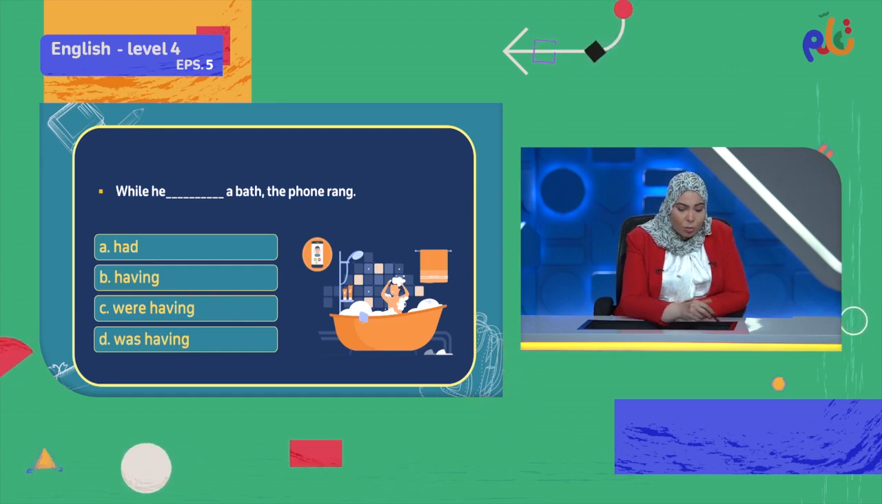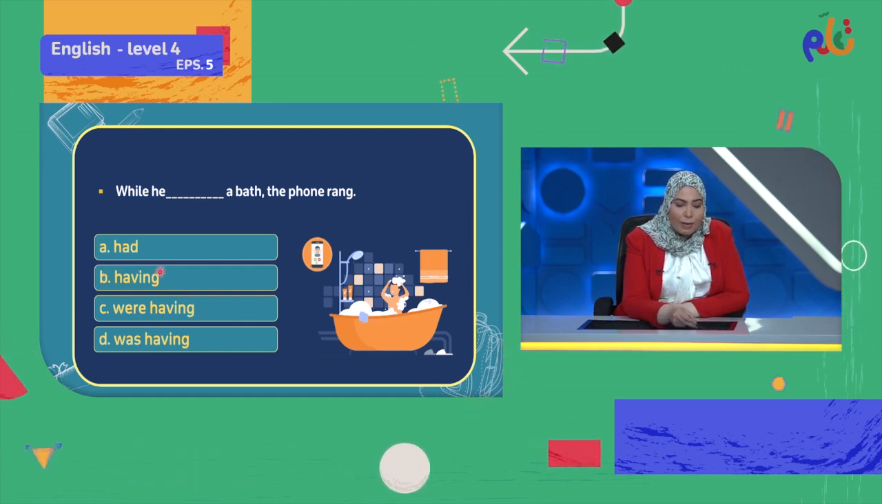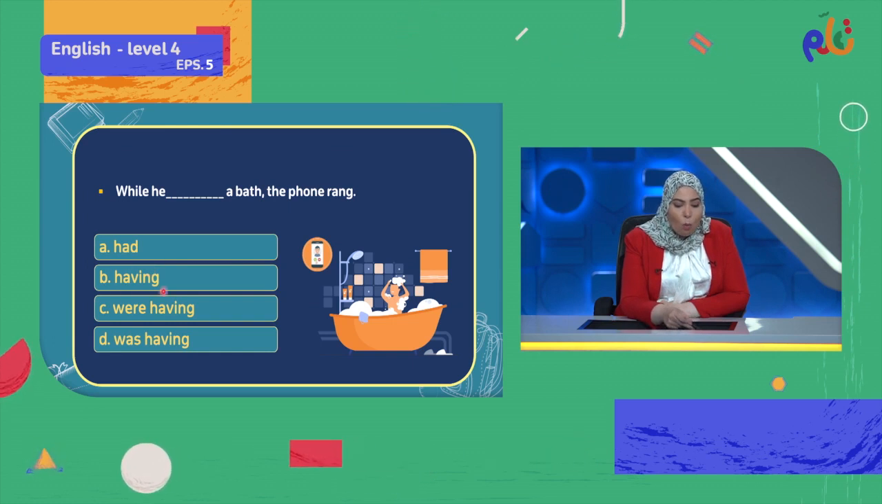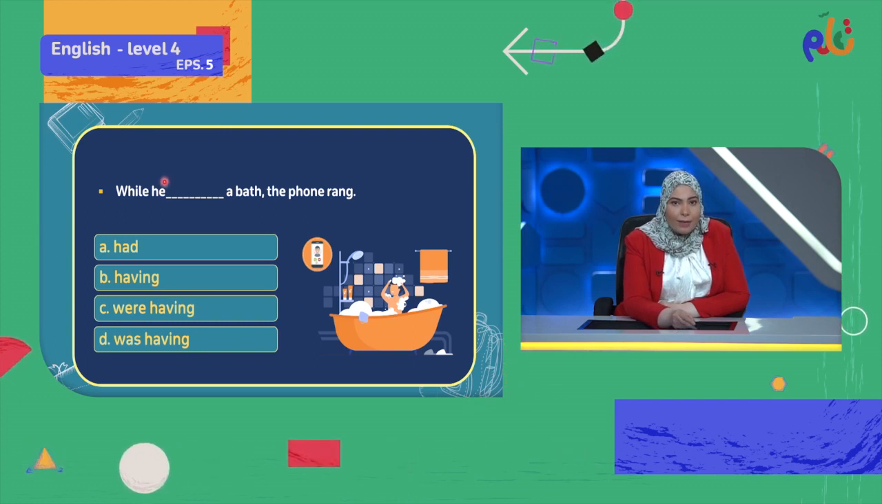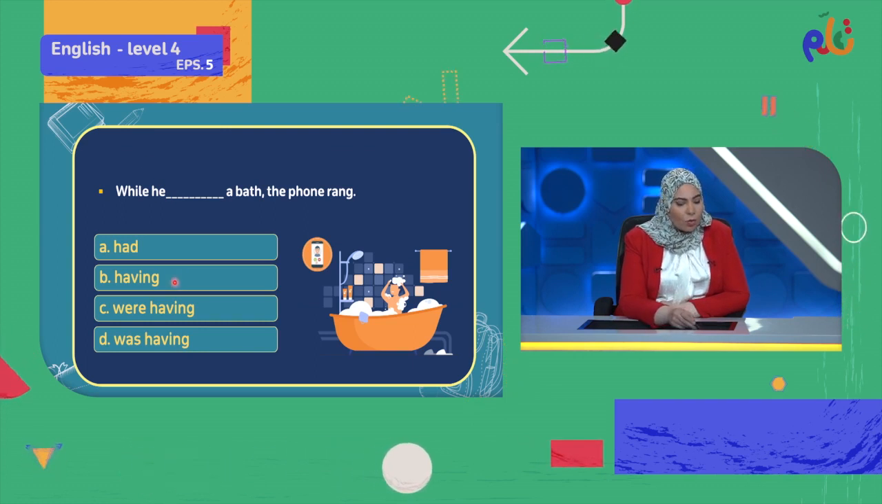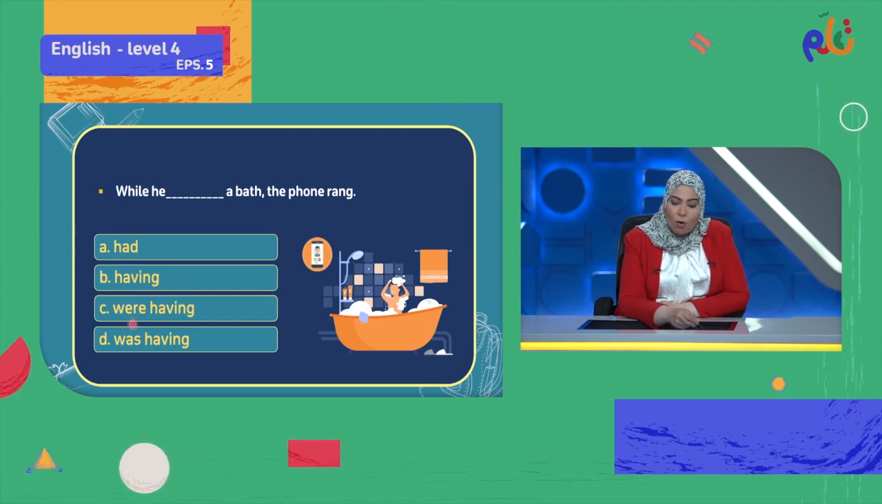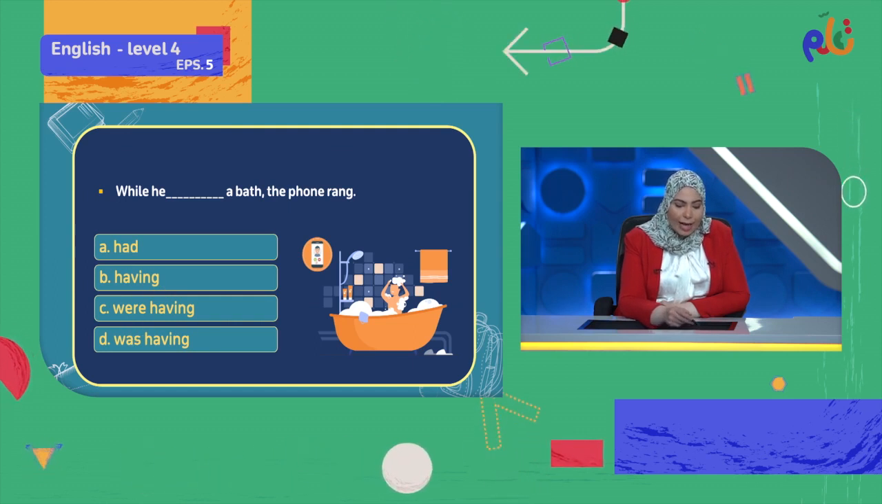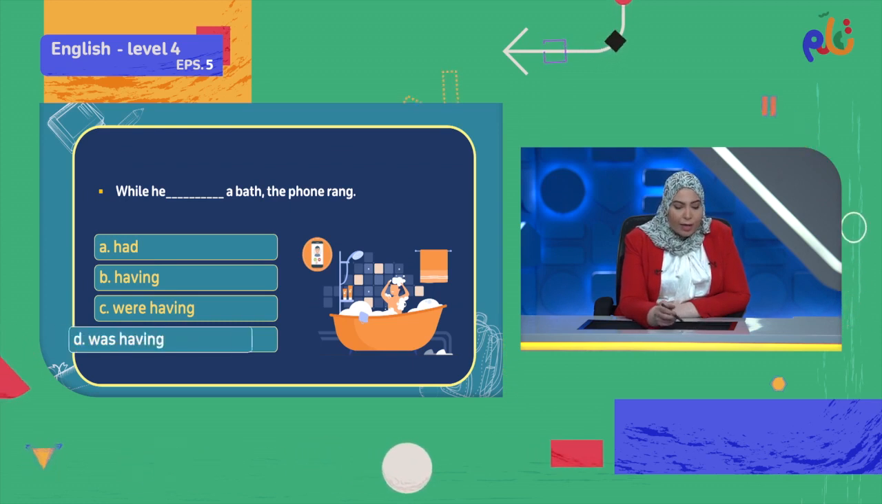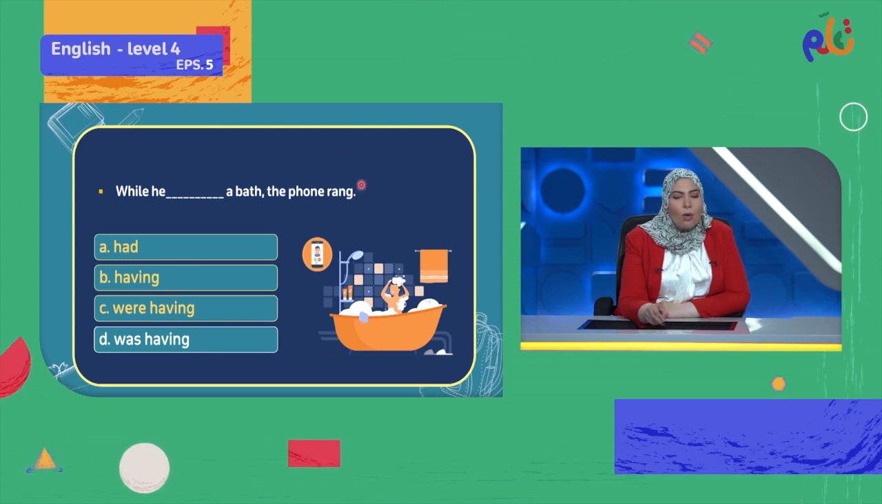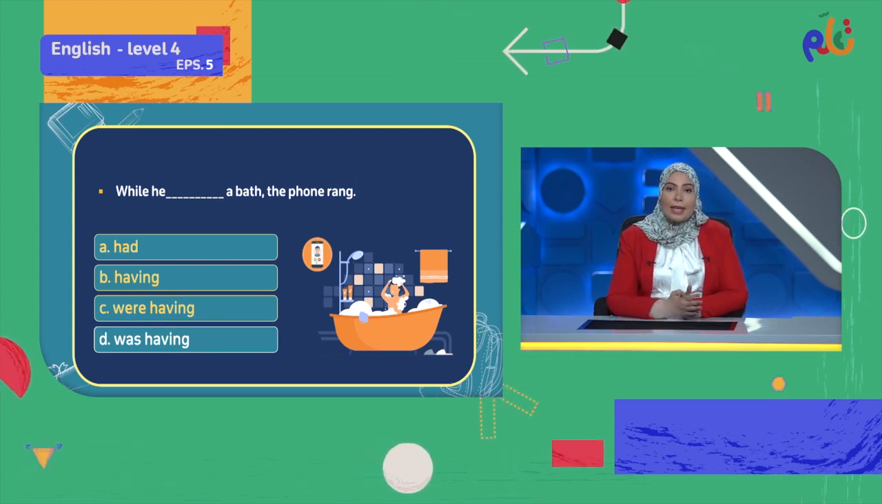Having doesn't work because simply we're talking about present. Were having, it's not okay because here we have he. After he, we don't put were. So the last option, was having. He was having, yes, this is the best option. He was having a bath when the telephone rang. And this is how it works. So we're talking about something that took a long time, which is was having, and in the middle of this, the telephone rang, which interrupted the bath.